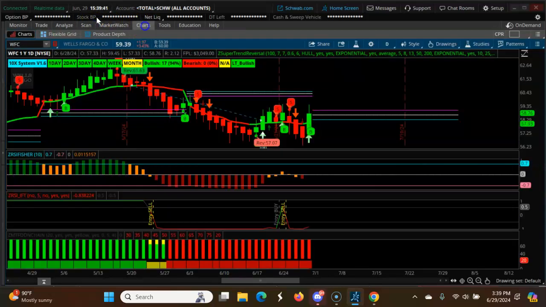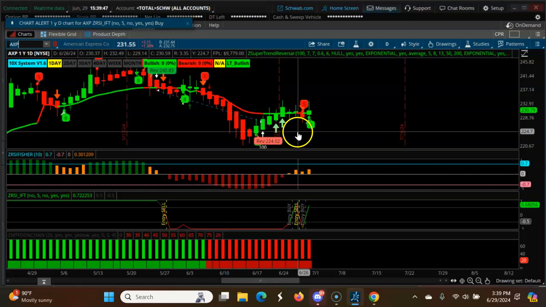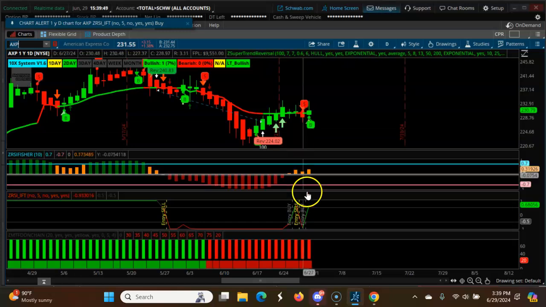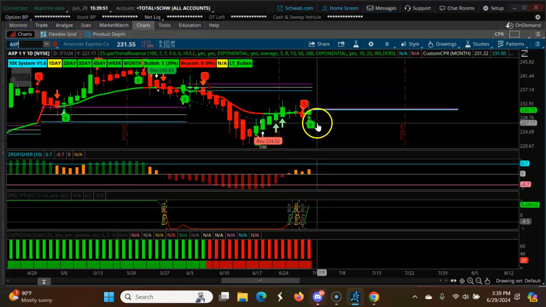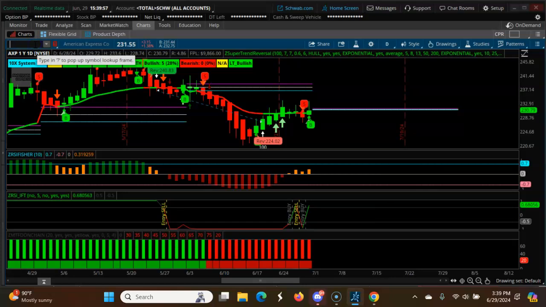AXP chart. AXP, American Express. Buy signal here. Okay, it's an all right setup. We don't want that. SCHW.